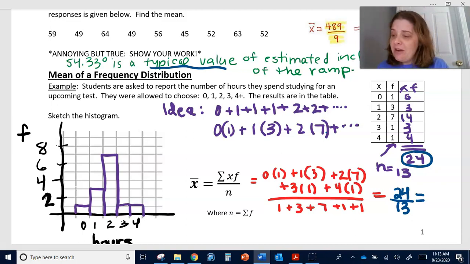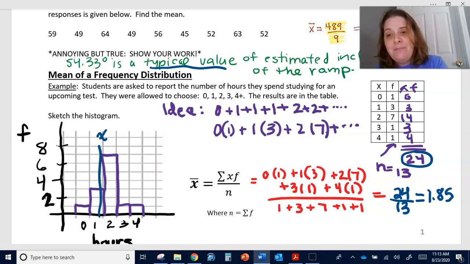Okay, so 24 divided by 13, I already punched this into my calculator. That is 1.85. And if I look over here, that would be somewhere here-ish. That makes sense as the value of the mean. That would sort of balance the data on either side of this.